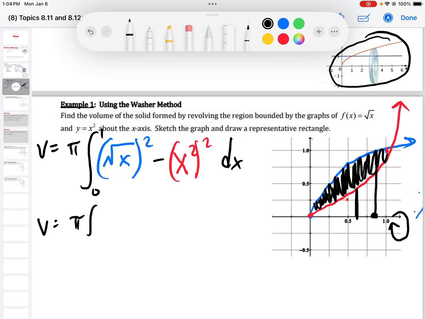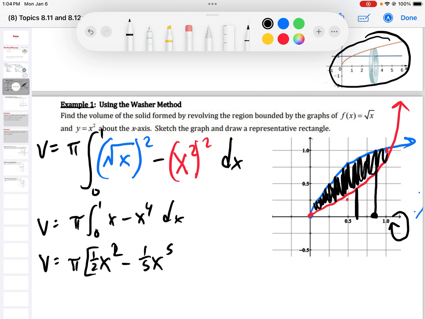All right, to integrate this, I'm going to first clean this up a little bit. The square root of x squared would be x, minus x to the fourth. That's going to be a lot easier. Reverse power rule. So it'll be pi times x squared times 1/2. That's ugly.